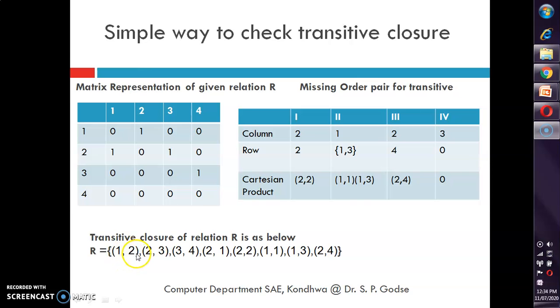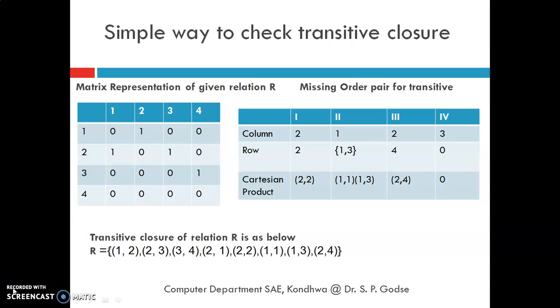You can check here: 1 comma 2 is there, 2 comma 3 is there, so 1 comma 3 should be in the relation R, and it is present. 1 comma 2, 2 comma 1, so the pair 1 comma 1 should be present, and it is present here. Then 1 comma 2, 2 comma 4, so the pair 1 comma 4 should be present in the relation. This pair is also present.